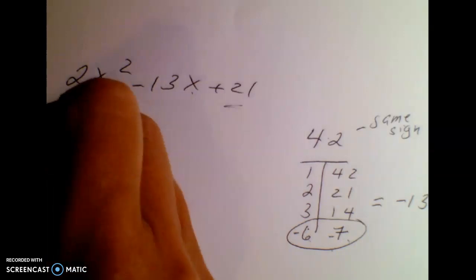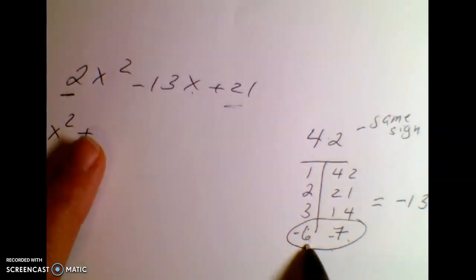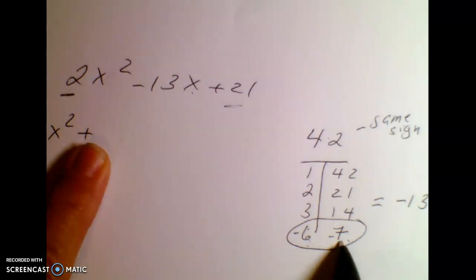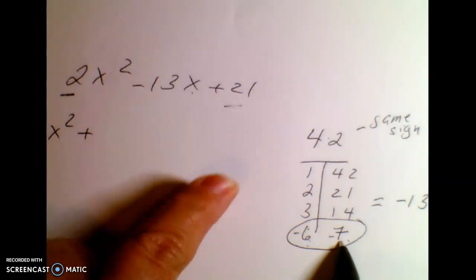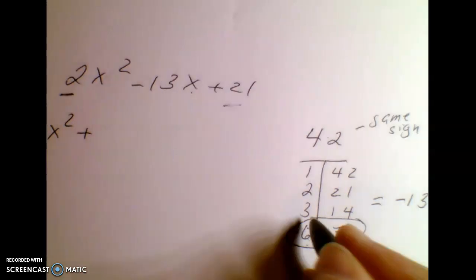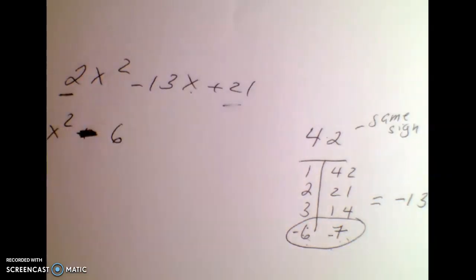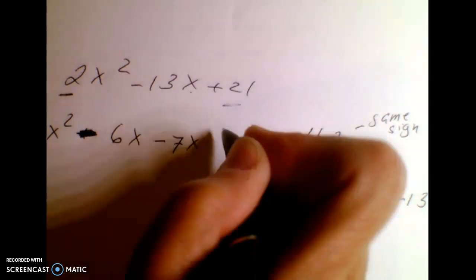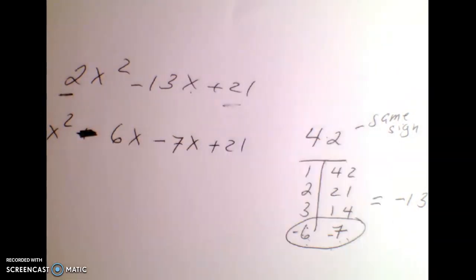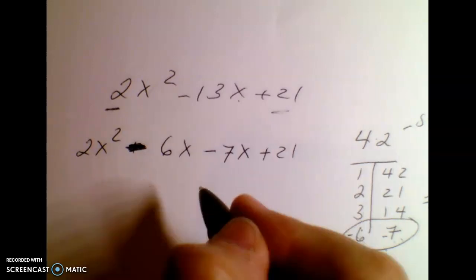All right, so here we go. 2x squared plus, now I have a choice. I can put a 6 here, or I can put a 7. My last number is 21, so that's a multiple of 7. So I'm thinking I'm going to put the 7 second. So it's going to be a minus 6, so I'm going to replace this with a minus 6x and a minus 7x plus 21. Okay, so now I want to group these together.